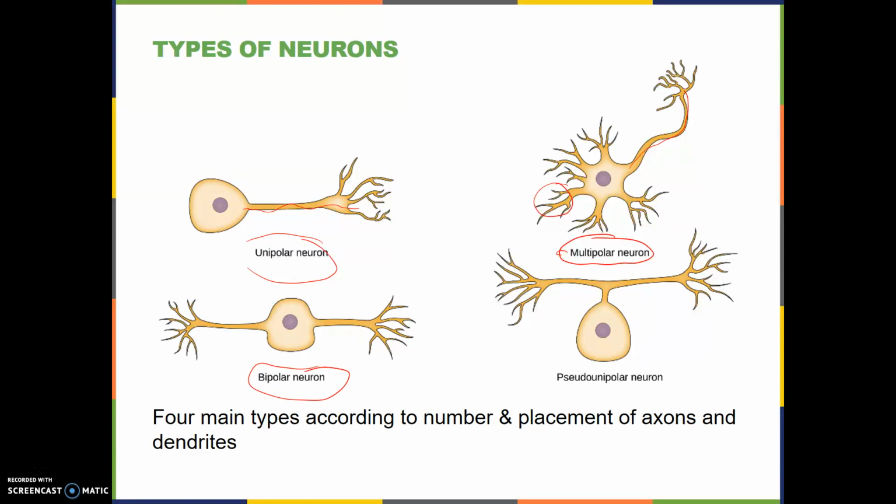So, a bipolar neuron just has dendrites at one end and an axon at the other end, but the dendrites are not directly connected to the cell body. There's a fiber that connects the dendrites to the cell body as well. And then a pseudo-unipolar neuron has dendrites and axon that are continuous, that don't actually connect directly to the cell body.